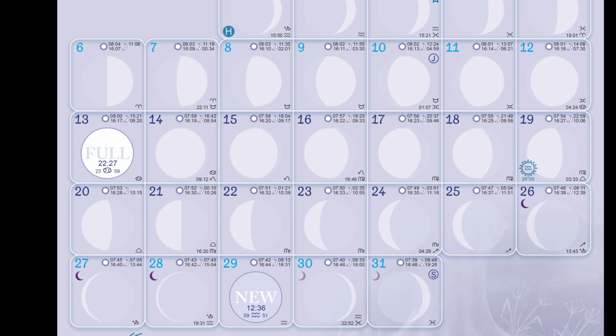The sun moves through all 12 signs in 1 year. Each month we include when the sun moves into the next sign. This is called the solar ingress. In this example, the sun moves into Aquarius on the 19th at 2000 hours.